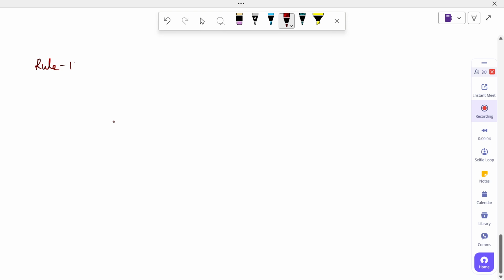Your next rule is when Q of x is in the form of sine ax or cos ax. By seeing the Q of x, you can decide easily which rule it stands for and how you have to solve the problem.